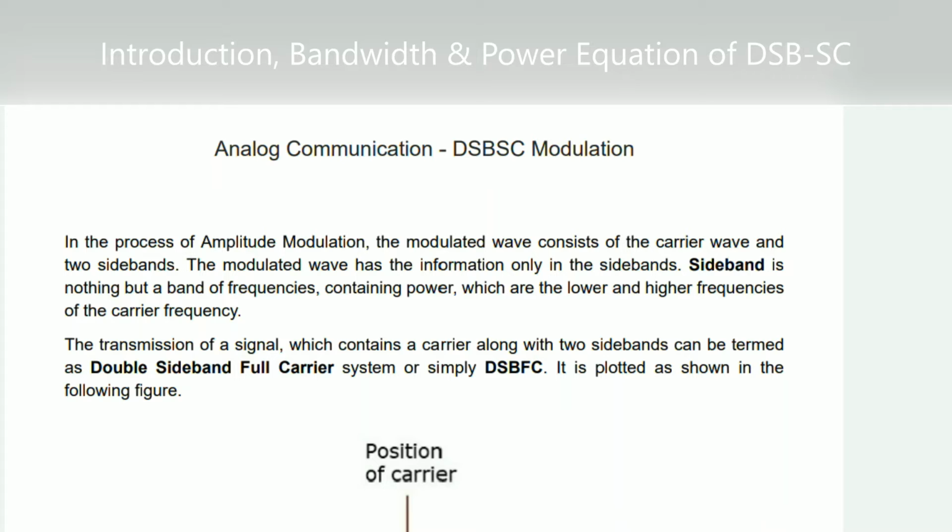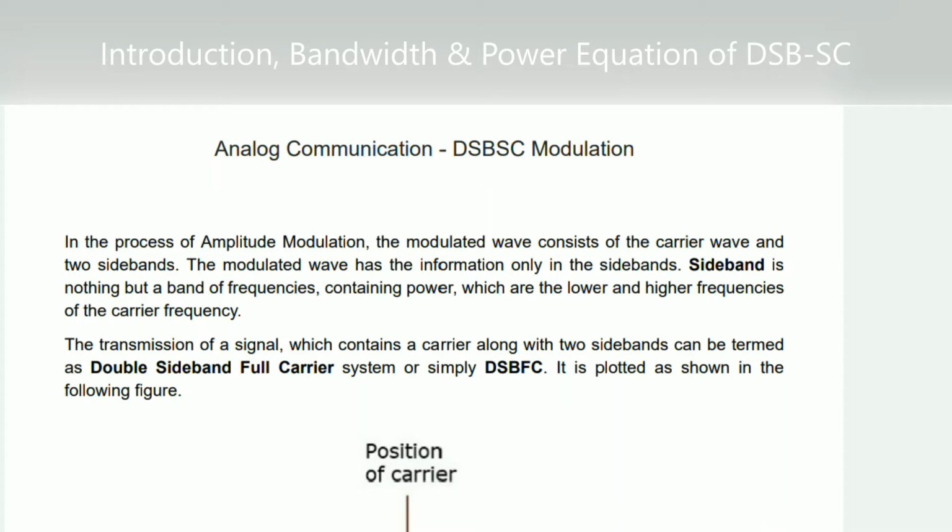Now we can ask why power can be saved and how power can be saved. Because the carrier signal is suppressed, only the two sidebands, that is the upper sideband and the lower sideband, are transmitted. So the formation is done only for the USB and LSB. That's why the power can be saved, as we are not transmitting the carrier component.